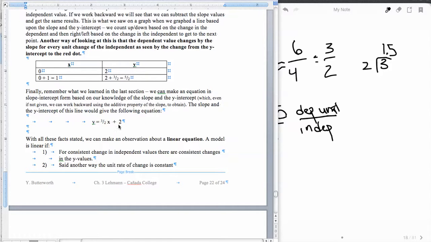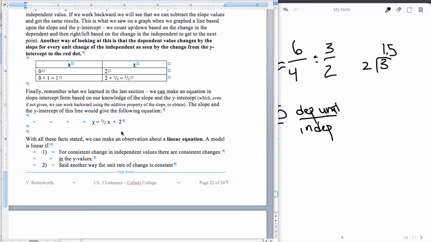And we don't want to forget that we can also give an equation of a line based upon the slope or the rate of change and the y-intercept. You're going to hear me talk a little bit more about this as the rate of change and the baseline.